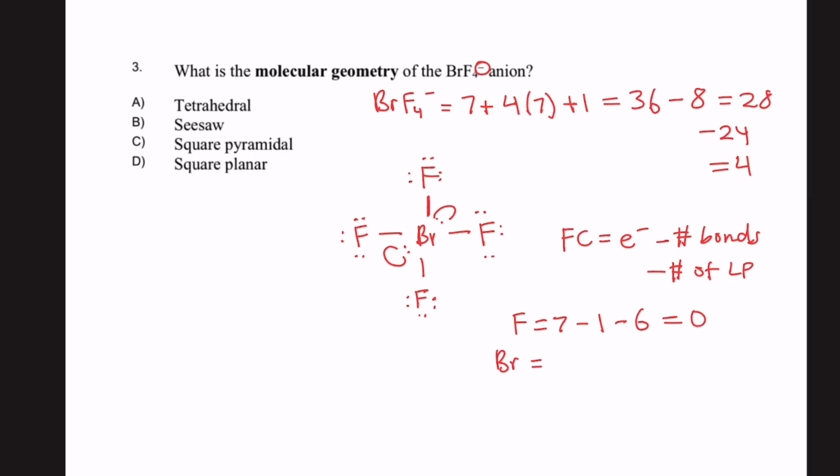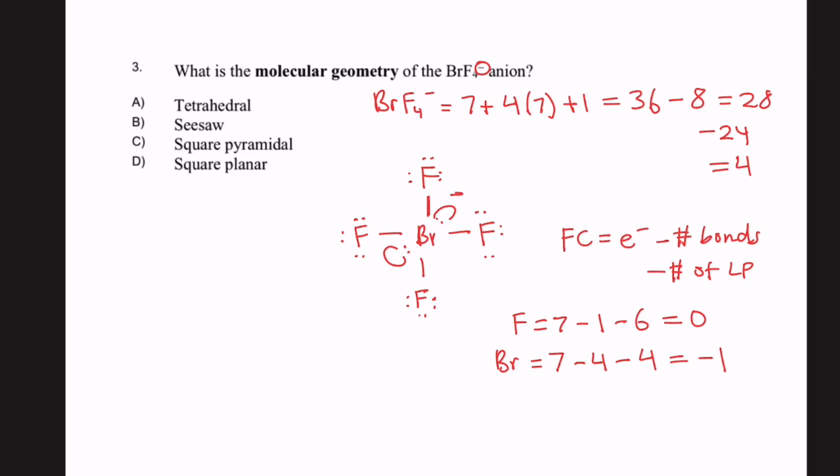And for bromine, it's also 7 minus 4 bonds minus 4 for the 2 lone pairs. And I get -1, and that makes sense because the anion has a negative charge. So I'm going to put that here.